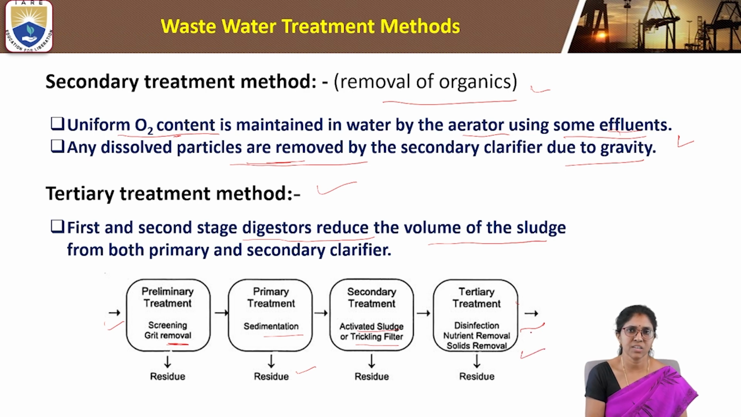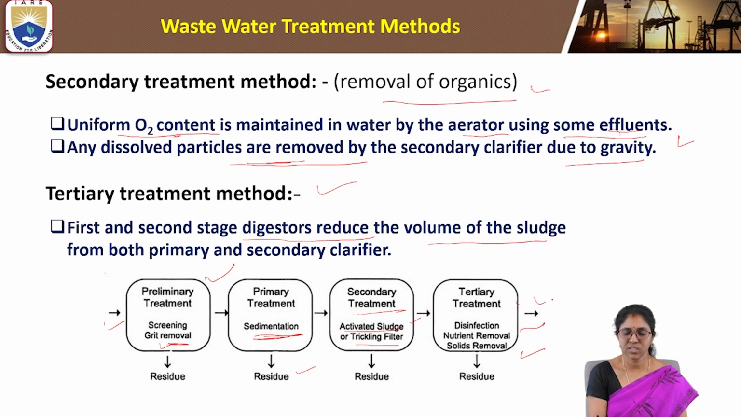Mainly in preliminary treatment, by using screens, we are removing the floating materials and large particles from the water. By using grit removal, we are removing the oil and greases present in water. By the sedimentation process in primary treatment, we are removing the suspended solid particles present in water. In secondary treatment, activated sludge is formed because organics are removed by using oxygen.